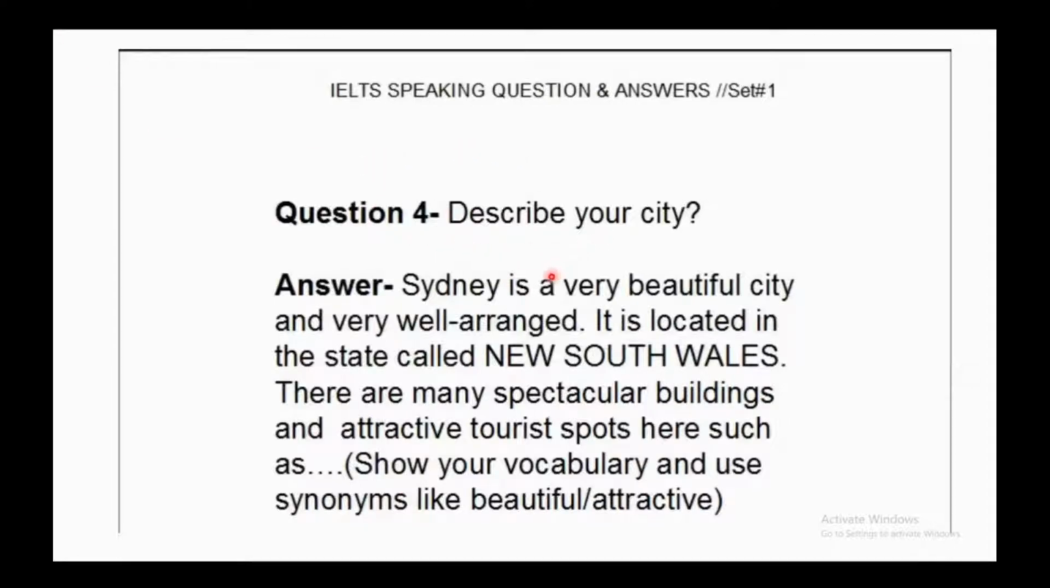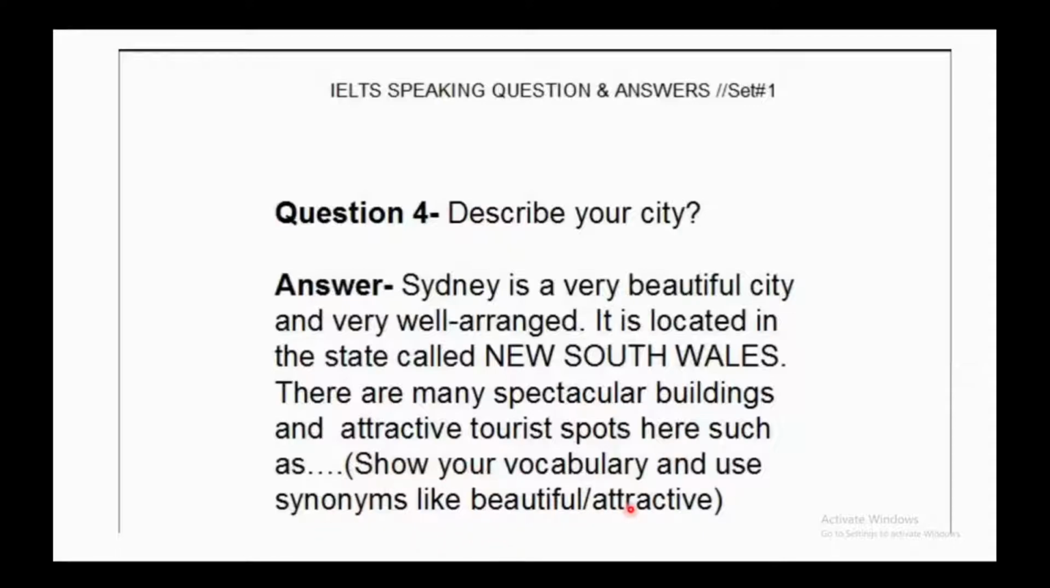Describe your city. You just don't say my city is beautiful. That is not an answer. You have to keep talking until that person stops you from talking. So you should say Sydney is a very beautiful city and very well arranged. It is located in the state called New South Wales. There are many spectacular buildings and attractive tourist spots here. Show your vocabulary and use synonyms like beautiful, attractive.